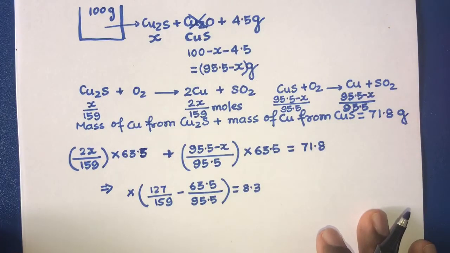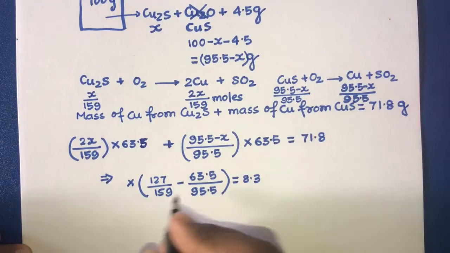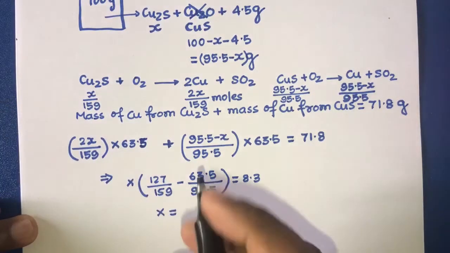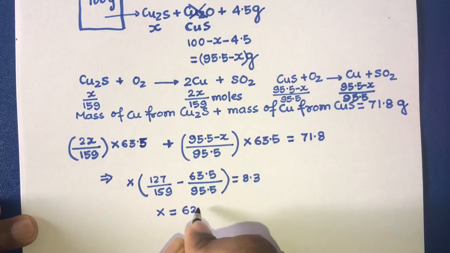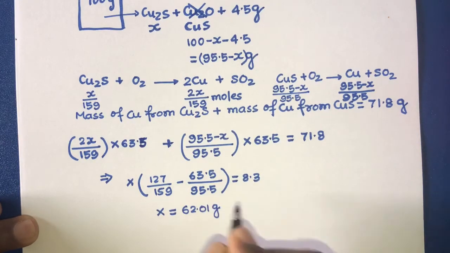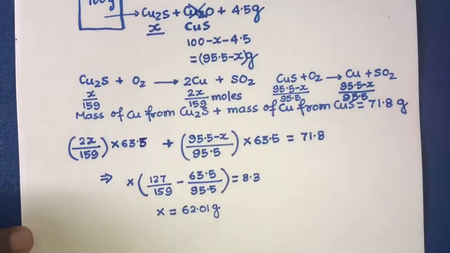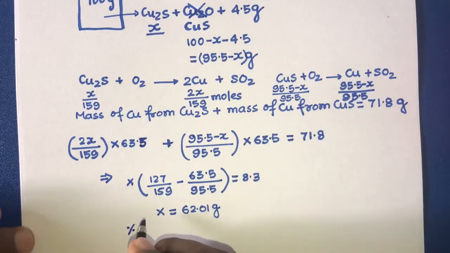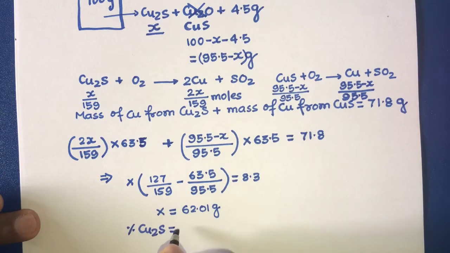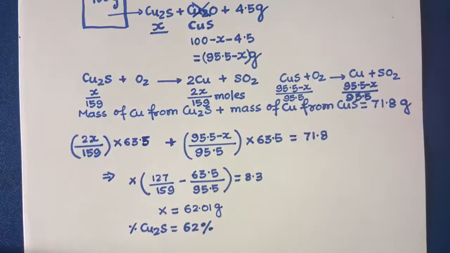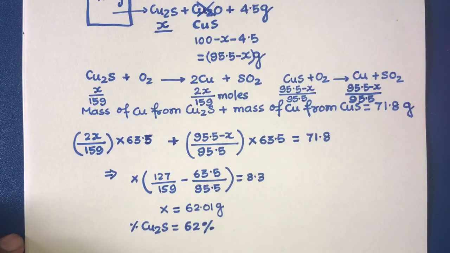This is calculative, so you have to use a scientific calculator here, and when you get x, x will be equal to 62.01 gram, because x is the mass of Cu2S in the 100 gram sample. So the mass percentage of Cu2S in the sample is again 62%, because the total mass is 100 grams, so 62 gram into 100 divided by 100, again you are getting 62%.